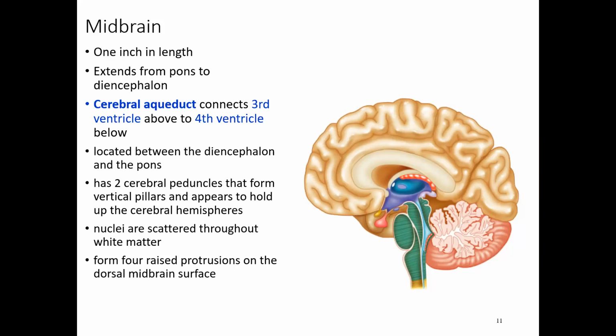On the dorsal surface, there are four large bumps. You can see two of them here. There are two sets of upper bumps and two sets of lower bumps. We'll get to those in a second. On the dorsal midbrain, this is a very important center for us. So anyway, this is the midbrain.